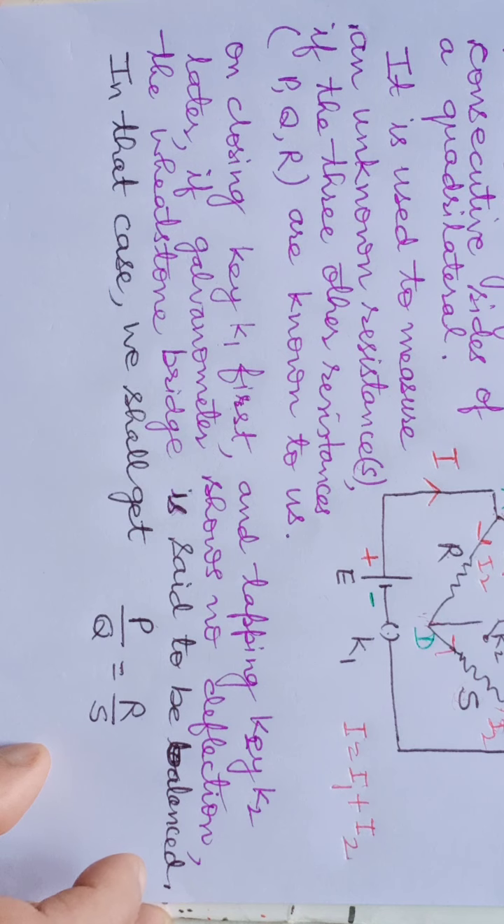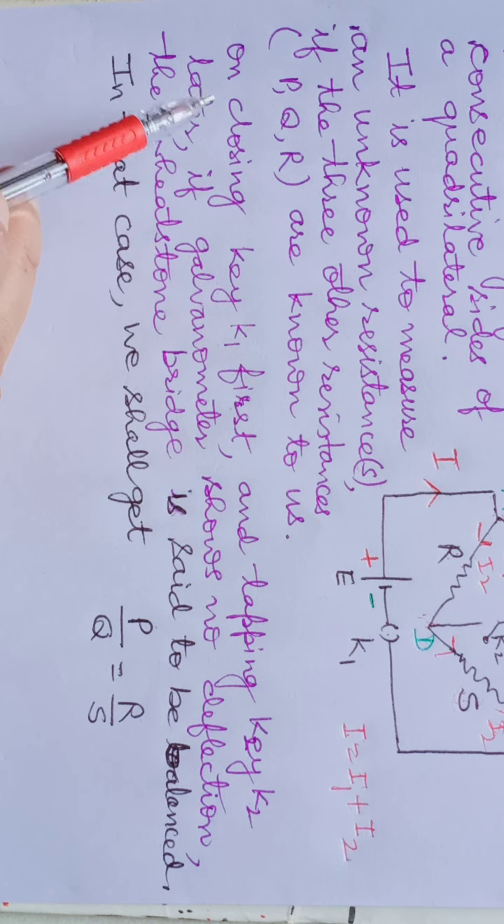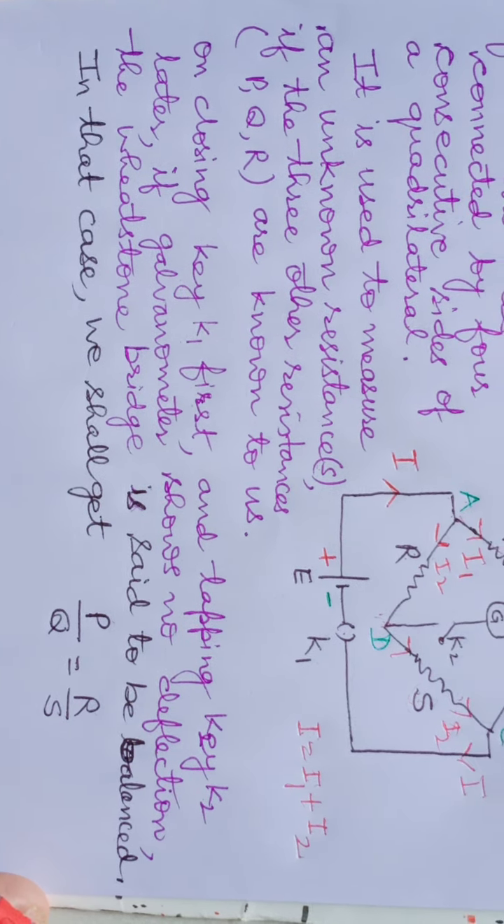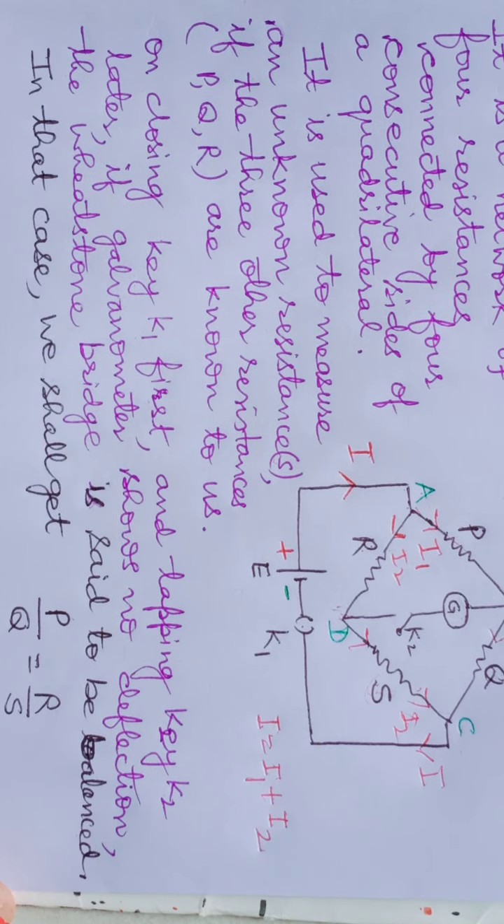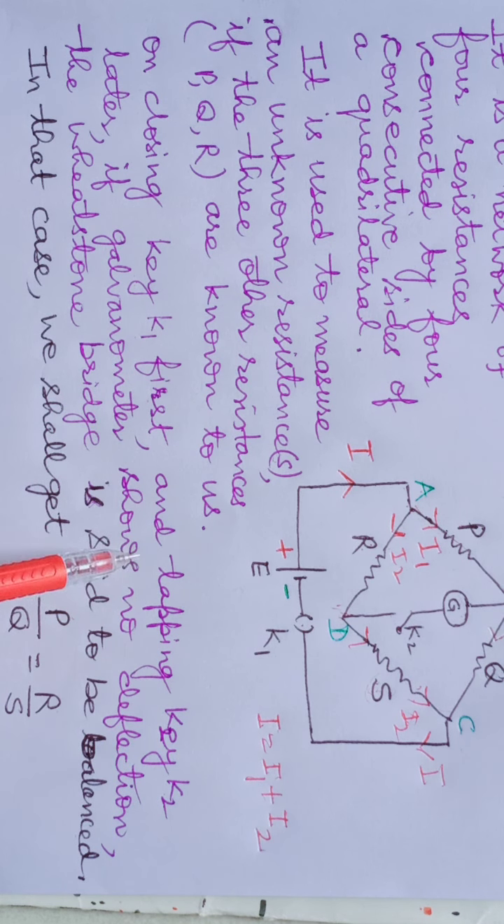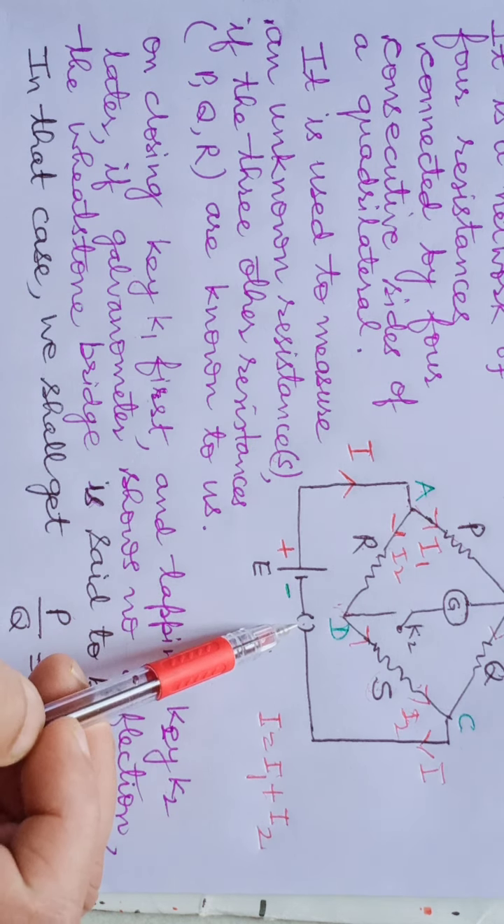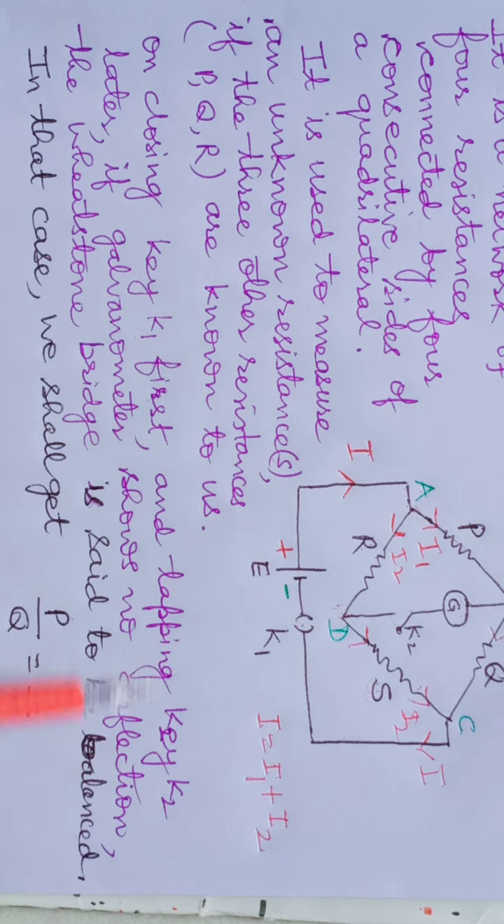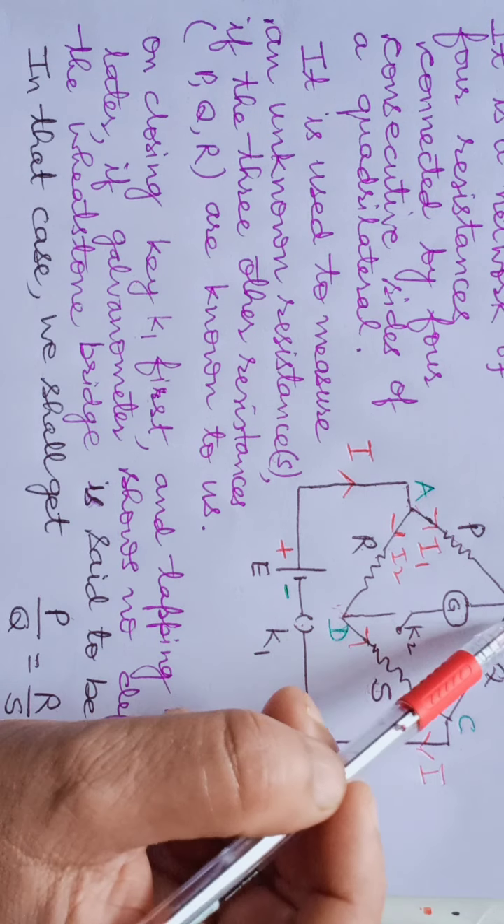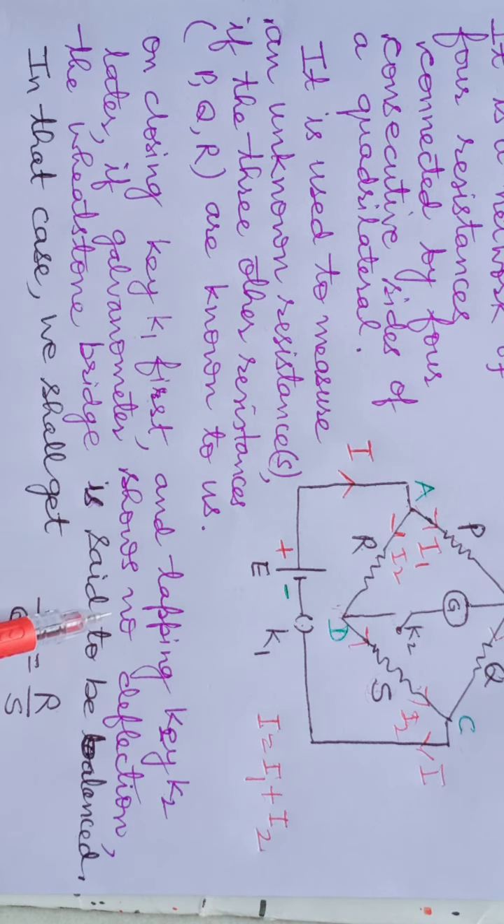So let me come to the point. On closing key K1 first and tapping key K2 later, first this key is closed, then it is tapped. If the galvanometer shows no deflection, meaning no current is through the galvanometer, the Wheatstone bridge is said to be balanced.